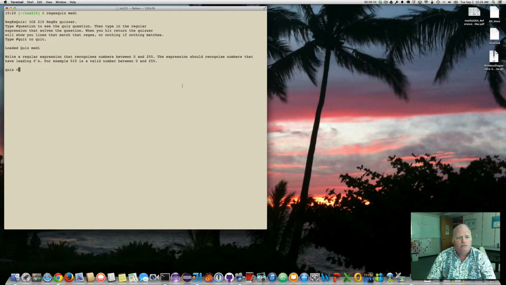So we have to write a regular expression that recognizes numbers between 0 and 255. The expression should recognize the numbers that have leading zeros or not leading zeros. For example, 010 is a valid number, 10 is also a valid number.